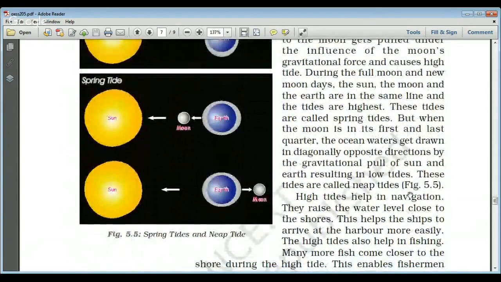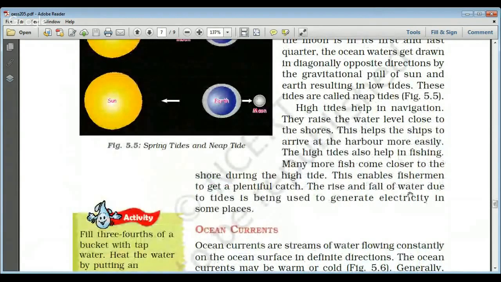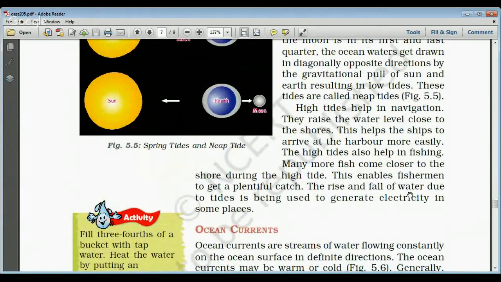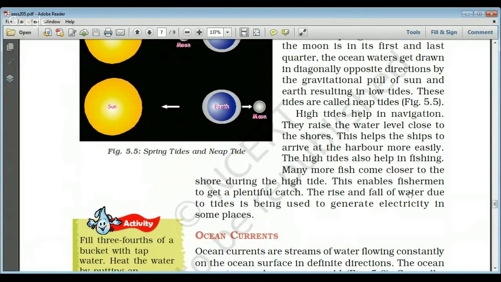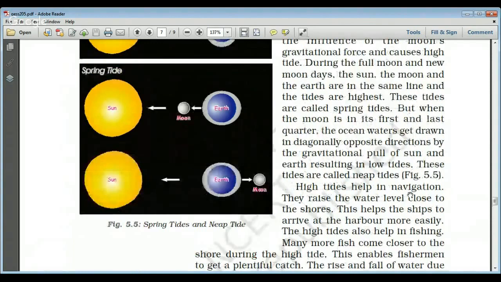And high tides actually help in navigation. They raise the water level close to the shore, and they help ships to arrive at the harbor very easily. The high tide also helps in fishing. Many more fishes come to the shore during the high tide, and this enables fishermen to get a plentiful catch. And the rise and fall of water due to tides is used to generate electricity in some places, and that is why it is known as tidal energy.